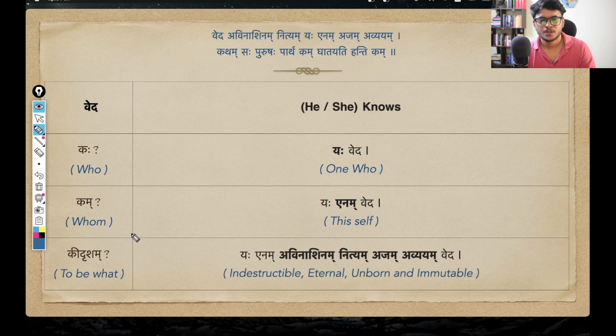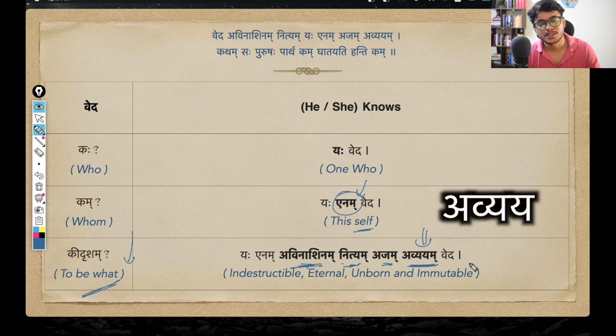And if we move on, I'm asking a question: Kitrisham, that one who knows this self to be what? Krishna is describing this self using these four different words: Avinashinam, Nityam, Ajam, Avyayam. And just by looking at these words, you can already know, since this Enam is being described using these four words, that the form here is the same as this Enam, the Dutiya Vibhakti Ek Vachanam form. And so by looking at them, you can identify from what Pratipadika they are coming.